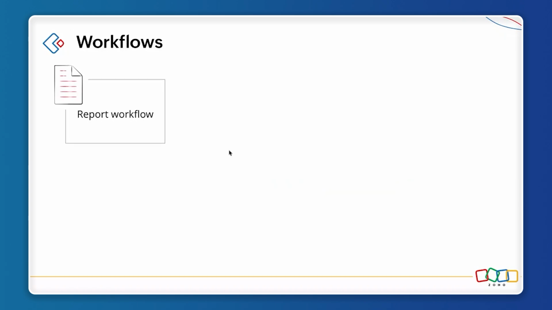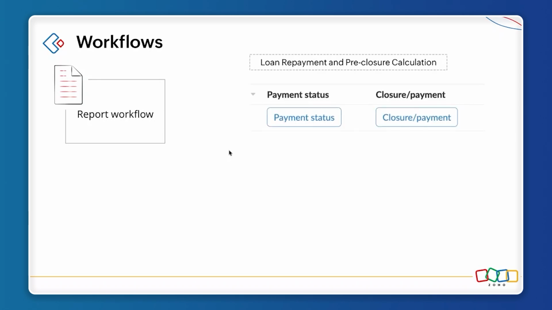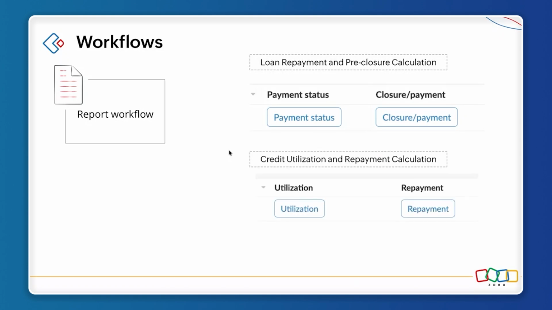Apart from the form workflows, we are using report workflows as well. Report workflows are nothing but if I'm writing a custom action on top of the report view, then I can term it as a report workflow. In our scenario, we are using two different report workflows. One is for the loan repayment and the pre-closure calculations, and another is for the credit utilization and the repayment calculations.